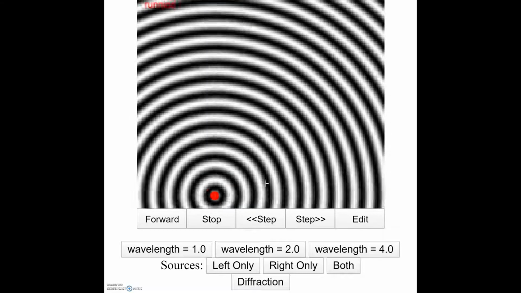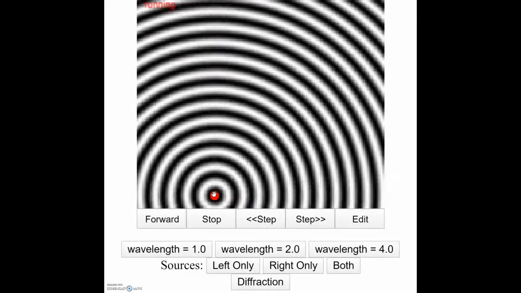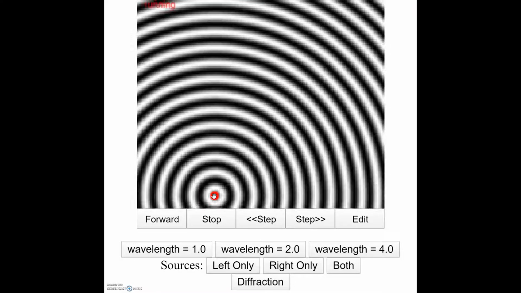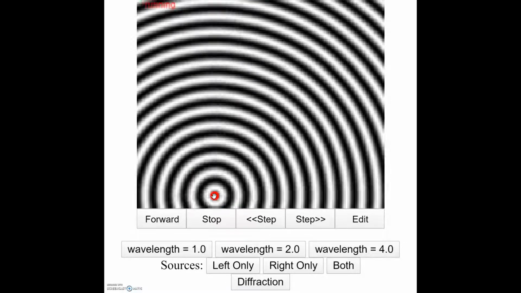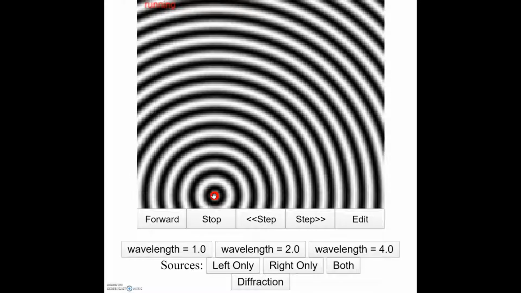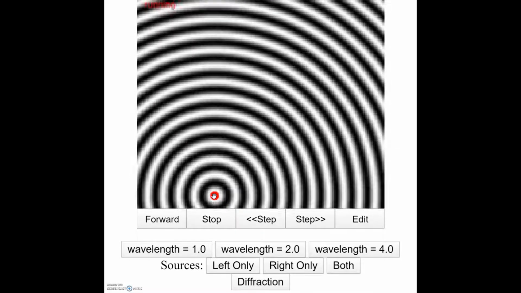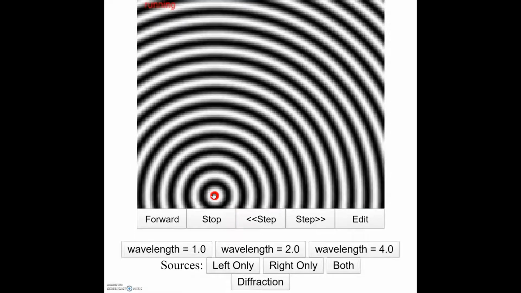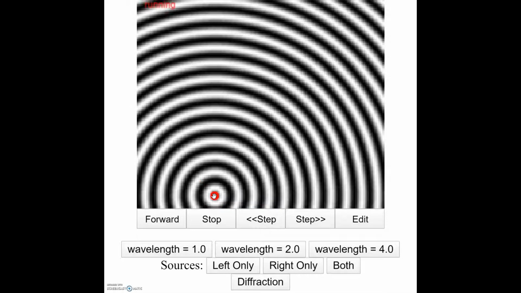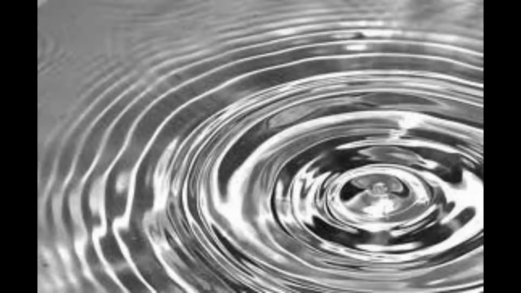So what causes this? Essentially, this red dot right here is something oscillating in a medium. So let's say that this is water. And the different colors represent the peaks and the valleys of the wave. You might recognize this from seeing a rock or something like that. When you throw it into the water, it causes that pattern, right?